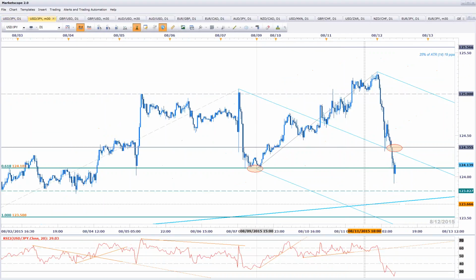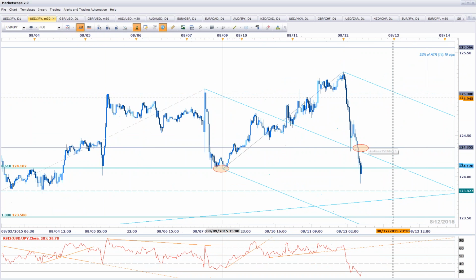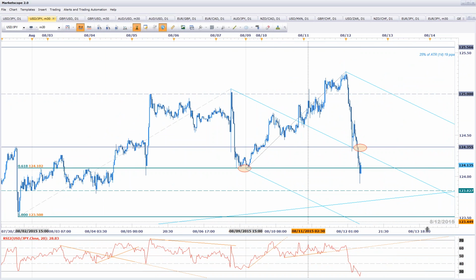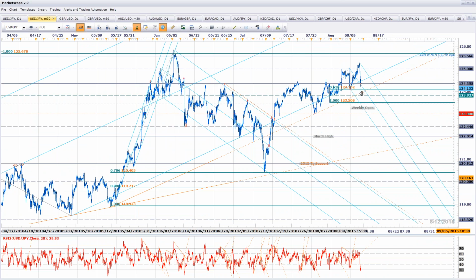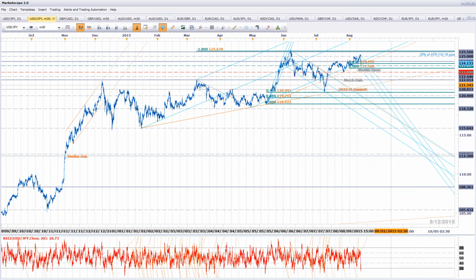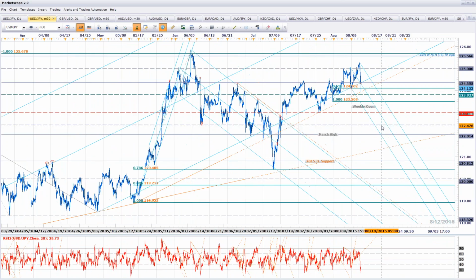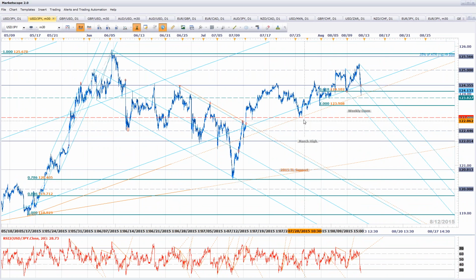So again, we could get a little bit of an upswing here. I would like to stay bearish dollar yen below that 124.40, 124.35 region. And you really need to see a break of this region here to really get the validation. And if it goes, look for 123.50, the swing lows, look for 123.